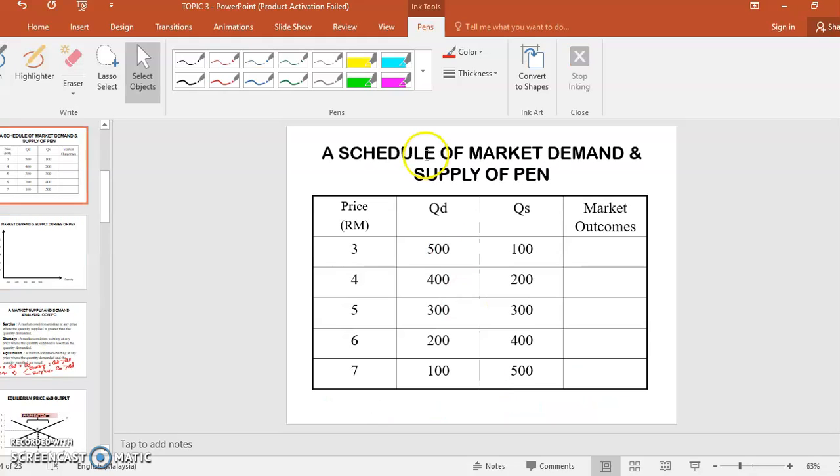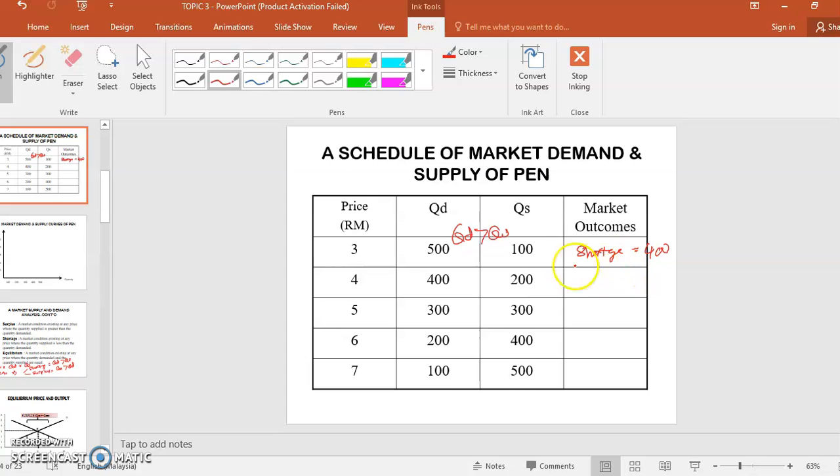Okay, look at this table. At 3 ringgit, quantity demanded is 500. Quantity supplied is 100. So it shows quantity demanded is more than quantity supplied, right? So what is the market outcome? It will occur shortage. By how much? 500 minus 100, 400. Maksudnya quantity yang nak beli 500 tapi yang nak jual hanya 100 je. So banyak mana dia kurang? 400 lah.